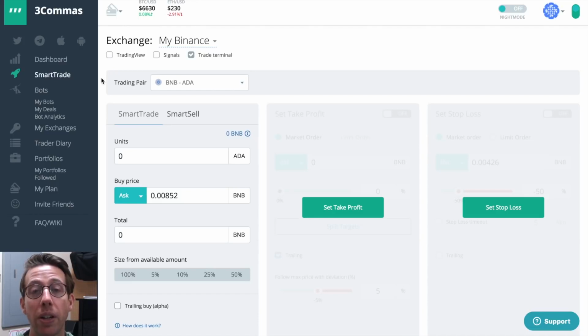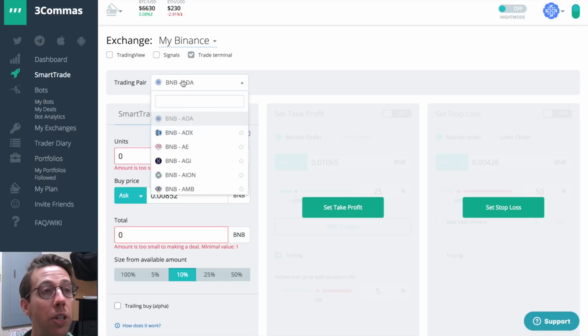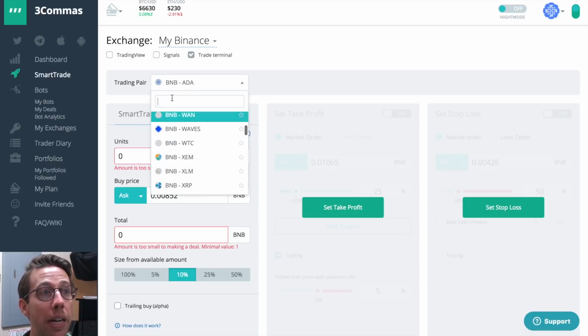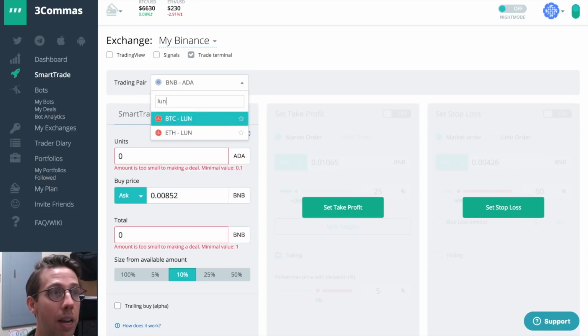Now that we're loaded up and ready to go, we need to choose the exchange that we want to trade on. In this case, it's my Binance, which is the Binance account that I just created. And now I need to choose a trading pair. You could select a pair that you've been eyeing on Binance, either by scrolling down, or you could just go ahead and type it in.